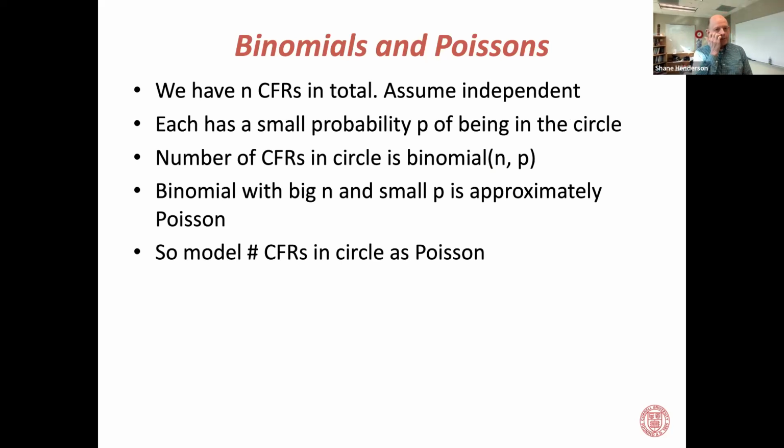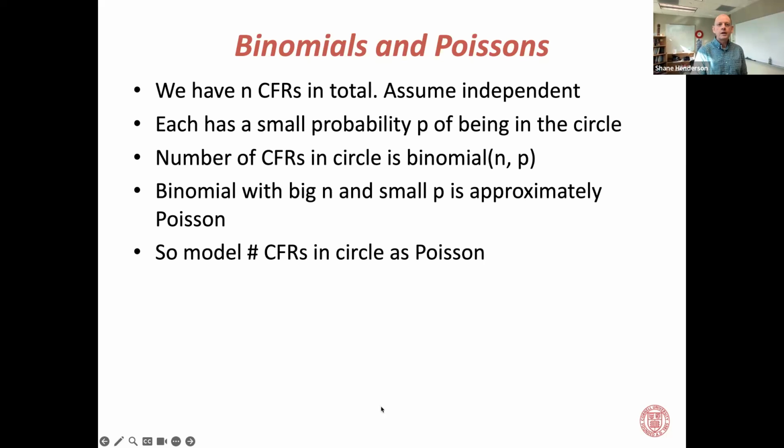So why is this the right model to think about? I think it's important to just briefly mention this. It's a convenient model. It's mathematically nice, but why is it the right model in this setting? So we've got a bunch of CFRs or volunteers. And if we assume that they're not colluding with each other in any interesting way, then each one of them has a small probability of being in that circle that I've just positioned in the city. So if I condition on the location of the cardiac arrest, that's a deterministic circle from the perspective of the volunteers.